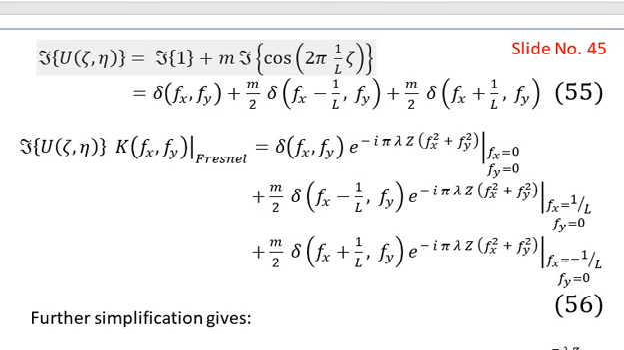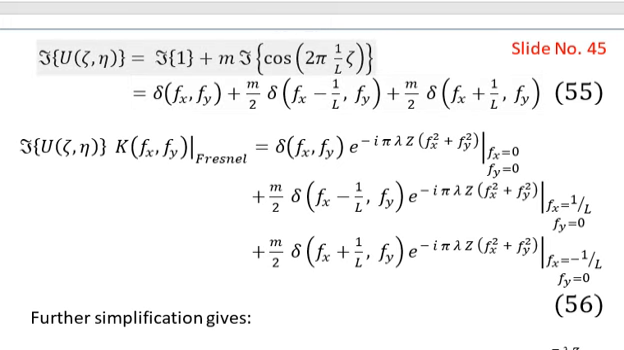So you see that the Fourier transform of 1 is a delta function, since a point gives a delta function. So delta of fx comma fy is the Fourier transform of 1, and then the term multiplied by m. We can convert cosine into two functions, e to the power iota 2 pi 1 over L into zeta plus e to the power minus iota 2 pi 1 over L into zeta.